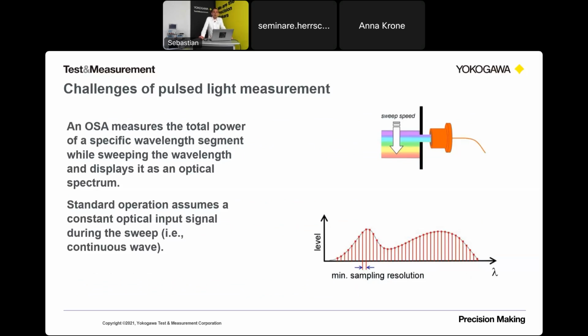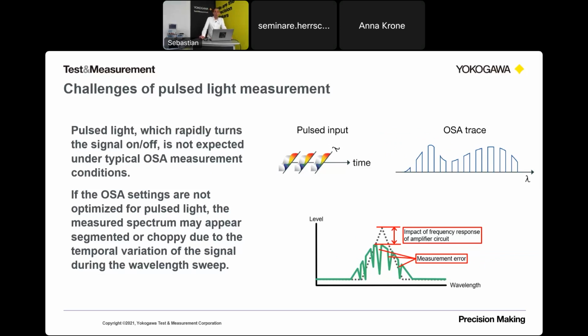An OSA measures the total power of a specific wavelength segment while sweeping the optical wavelengths and displays it as an optical spectrum. So the energy is swept by the sensor. And in standard operation, we are assuming that there is a constant input signal during the sweep, like a continuous waveform. Pulsed light, which rapidly turns the signal on and off, is not expected in the normal OSA operating conditions.